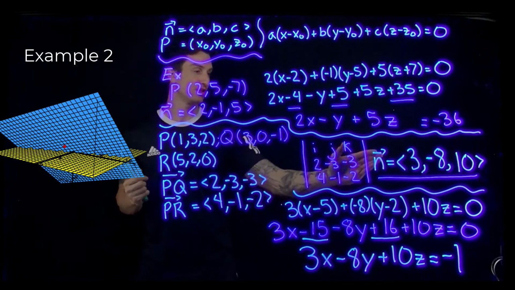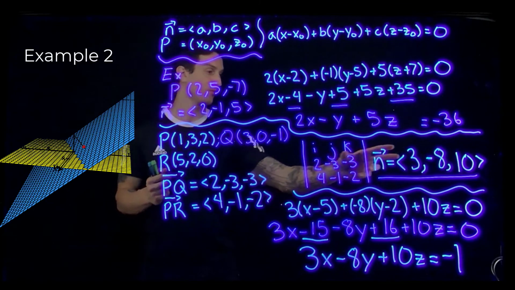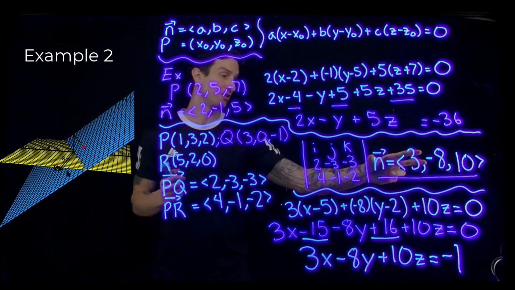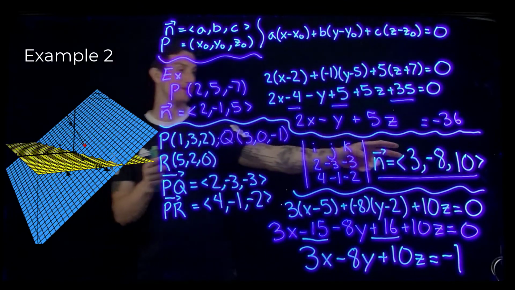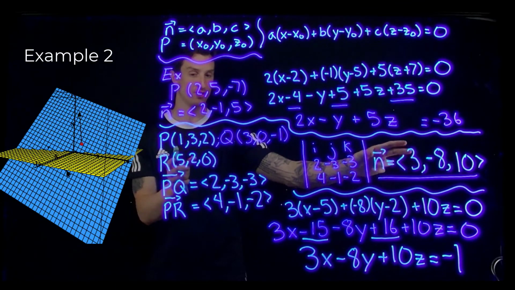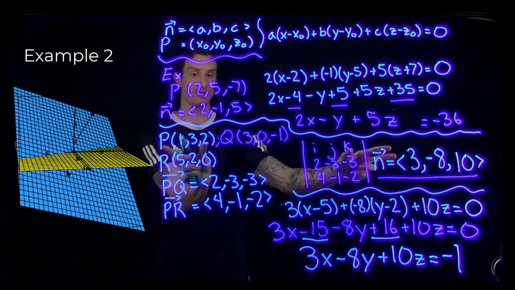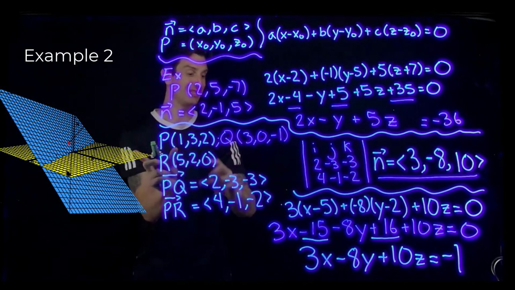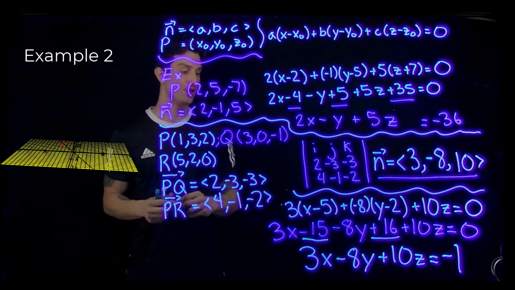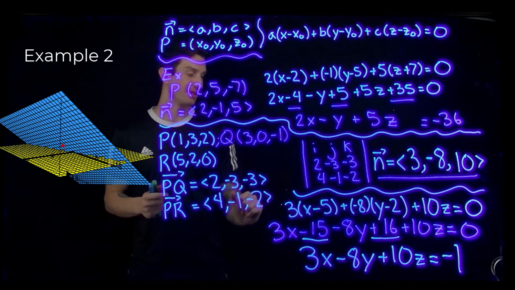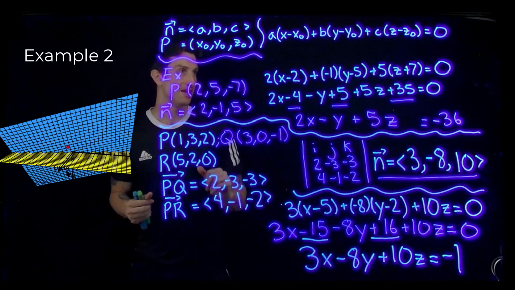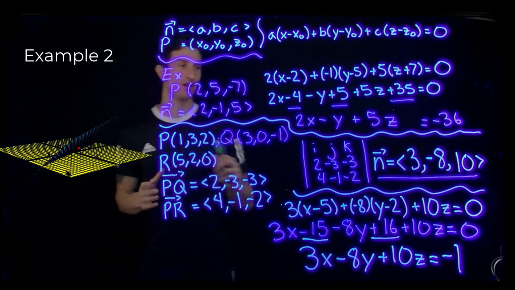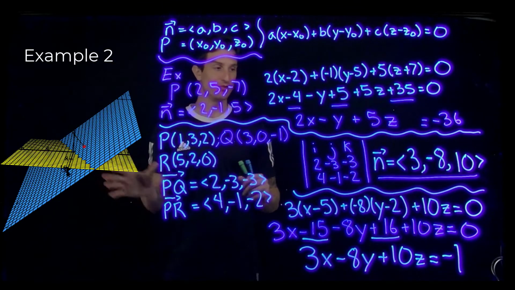Doing the cross product, we come up with our normal vector, the perpendicular vector. Using our perpendicular or orthogonal vector, our normal vector, and any point, P, Q, or R, you could have tested them all, you would have had the same equation here. So we ended up with 3x minus 8y plus 10z equals -1. Hopefully the visuals over here help as well.